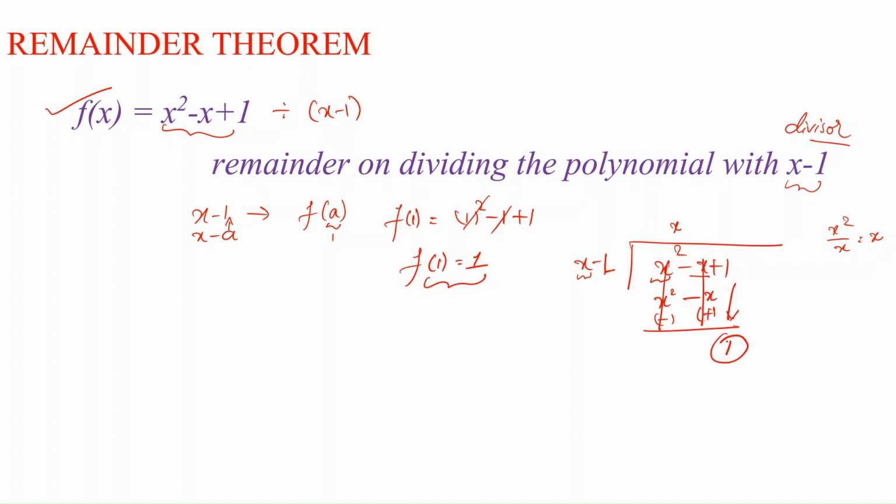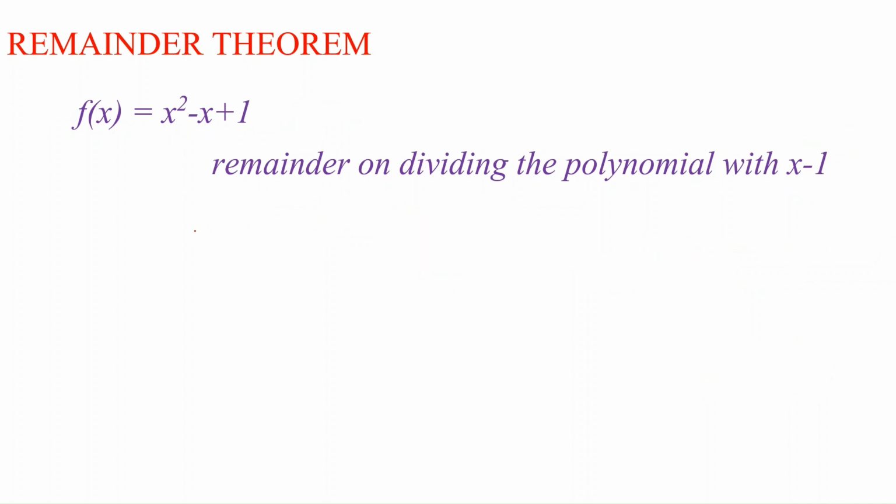Here the degree of 1 is 0, which is less than the degree of the divisor. So we can stop it here. It means we have got a remainder of 1 which is the same as the one that we have obtained here using f of 1. And here we'll try to understand how to choose the f of a value.